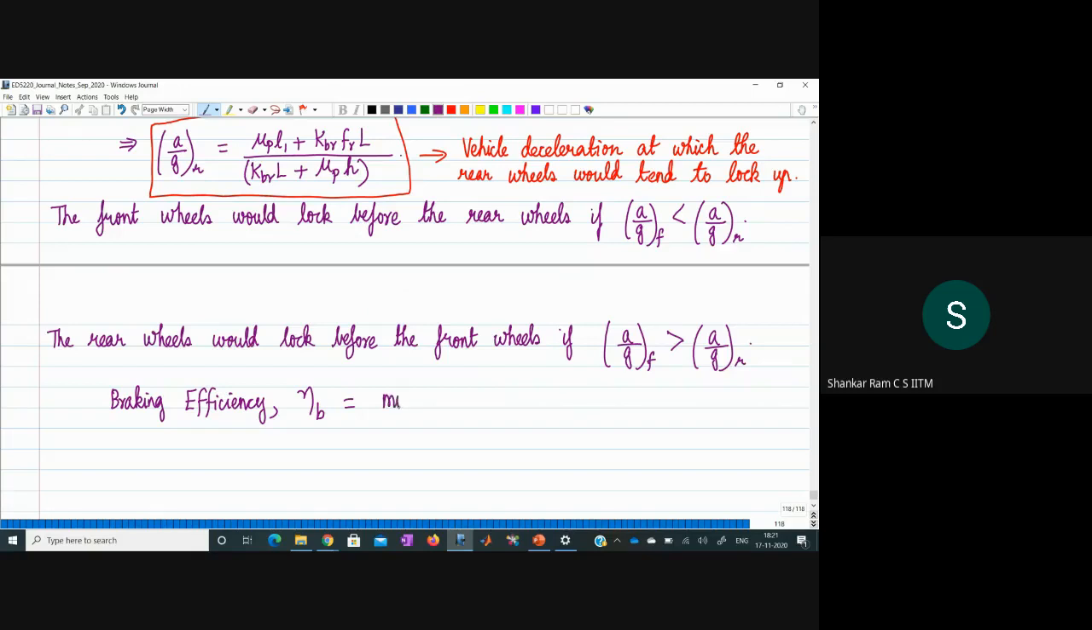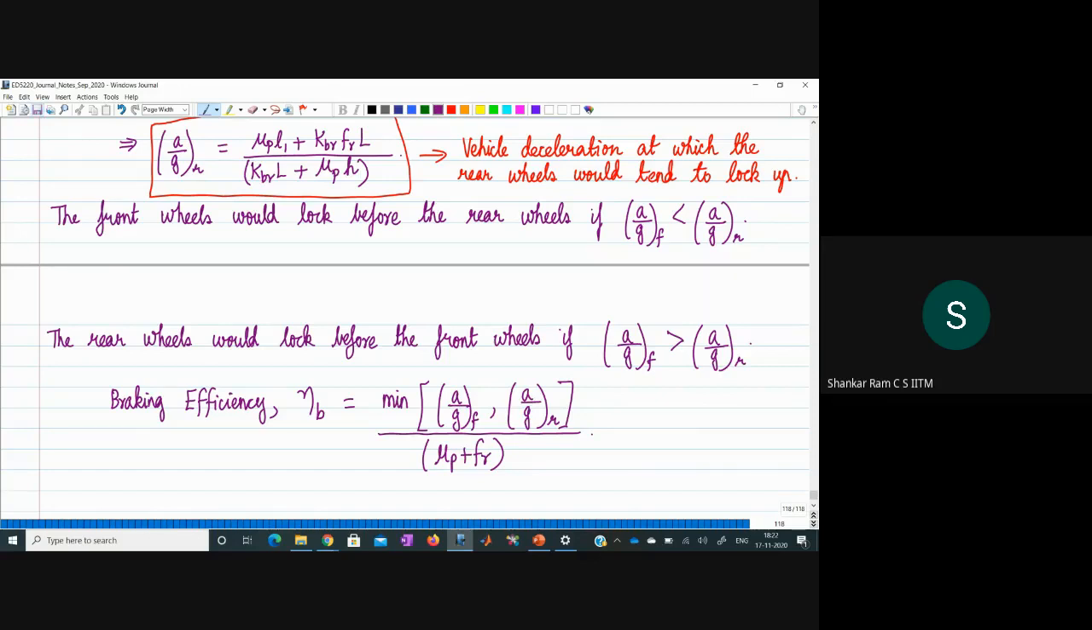It is the minimum of A by GF, comma A by GR, divided by mu p plus FR. Okay, so that's what. All right.